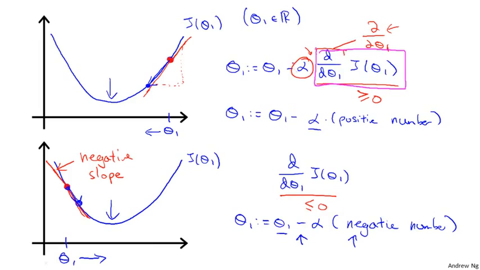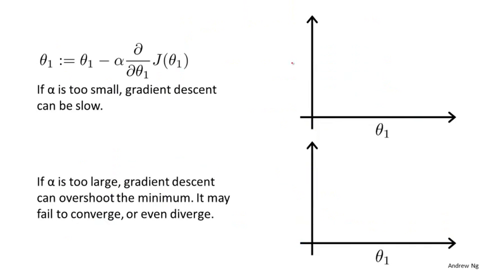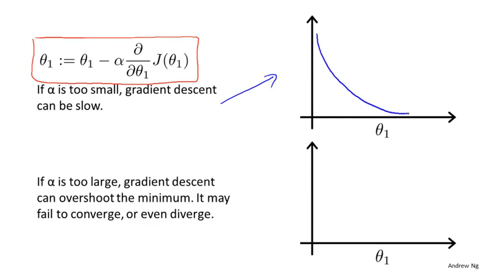So here's my gradient descent update rule. It's this equation. And let's look at what could happen if alpha is either too small or too large. So in this first example, what happens if alpha is too small? Here's my function J of theta. Let's say I start here.